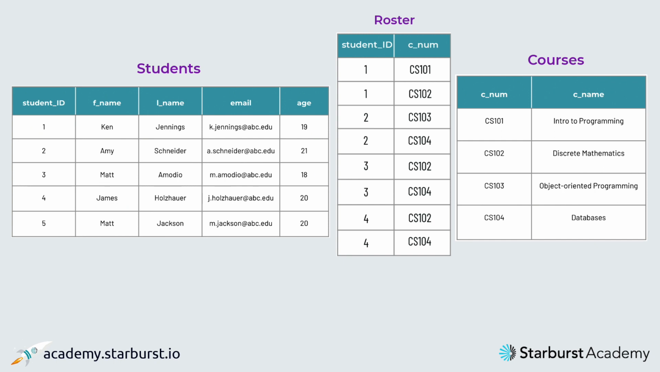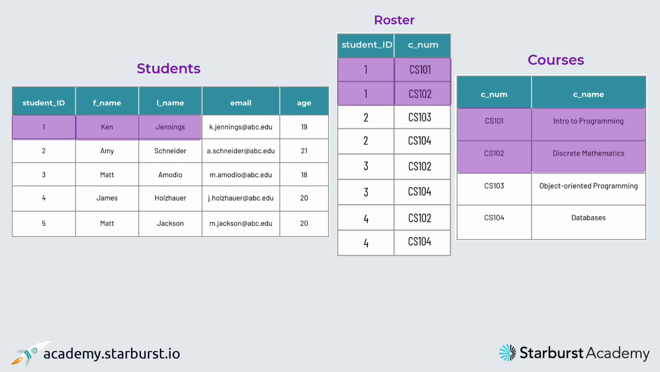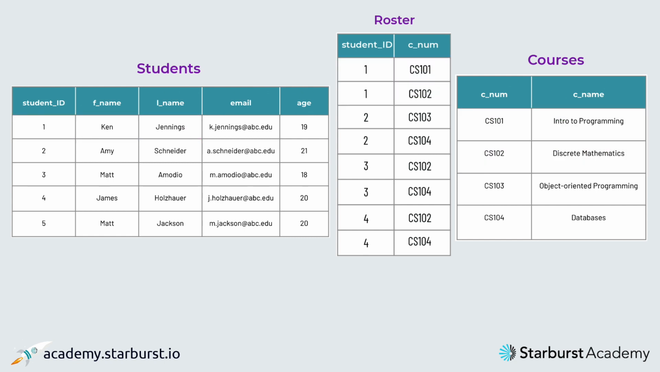Let's look at the three tables side by side to explore the usefulness of the relationships. Suppose we wanted to know which student is taking object-oriented programming. Because of the relationship between the tables, we can easily find out that it is Amy Schneider. Or, if we wanted to know which courses Ken Jennings is taking, we could discover that he is taking Intro to Programming and Discrete Mathematics. This is all down to the power of relational databases. The way that we have structured our tables, according to their relationships, allows us to quickly and easily retrieve the information that we need.